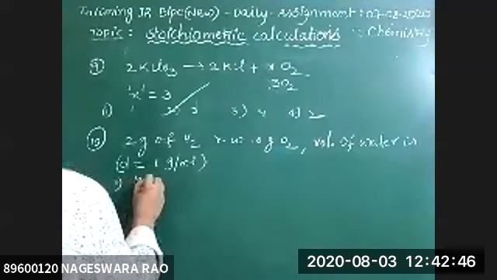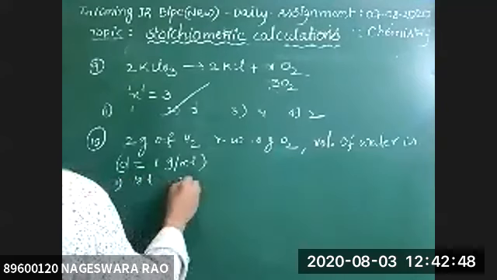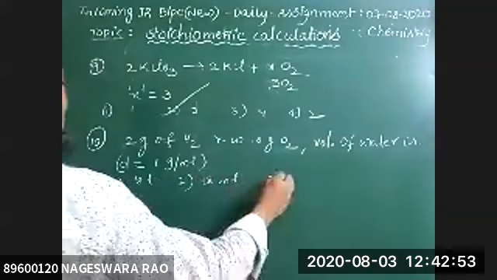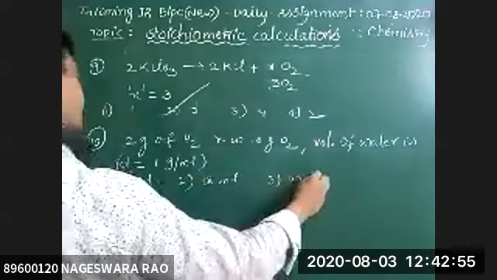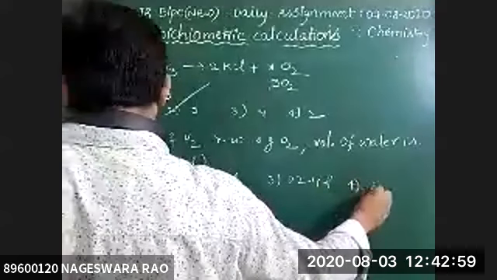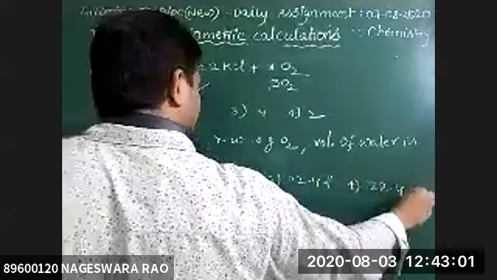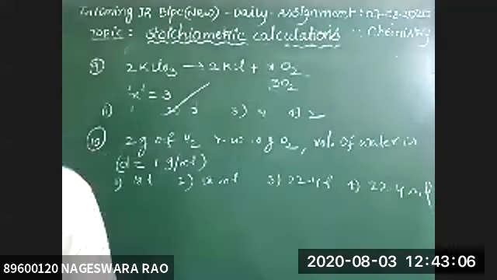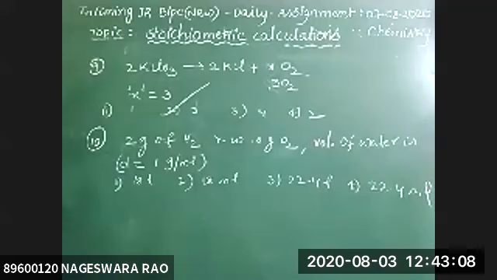So here the options are 18 ml, 18 liters, 18 ml, 22.4 liters and 22.4 ml. This is not a STP condition. This is very, very important, students, it is not a STP condition.